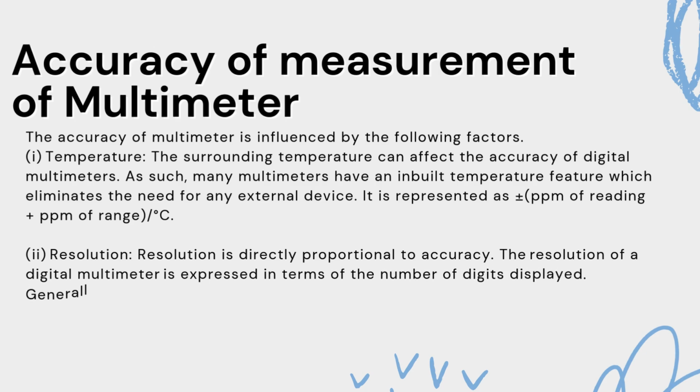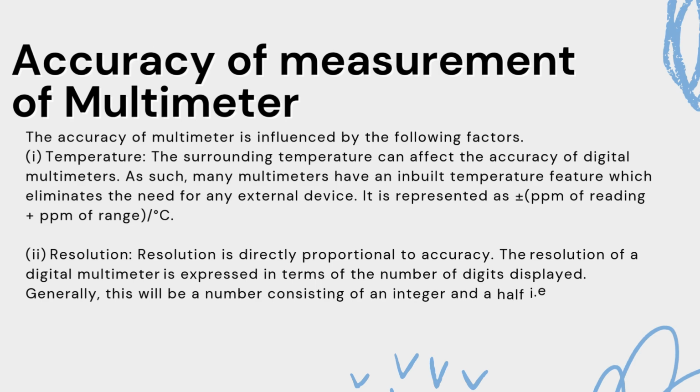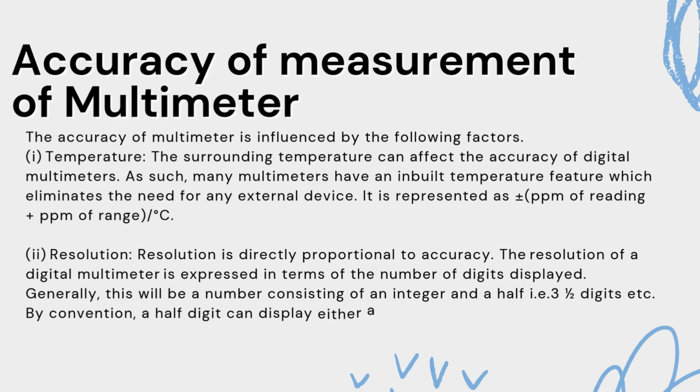Number 2 is the resolution. Resolution is directly proportional to accuracy. The resolution is expressed in terms of the number of digits displayed. Generally, this will be a number consisting of an integer and a half, that is 3.5 digits, etc. By convention, a half digit can display either a 0 or 1.